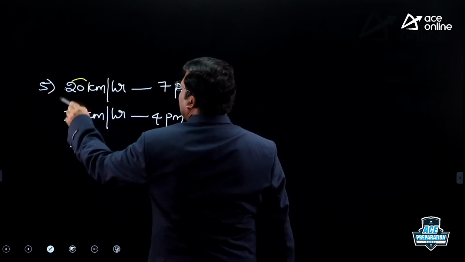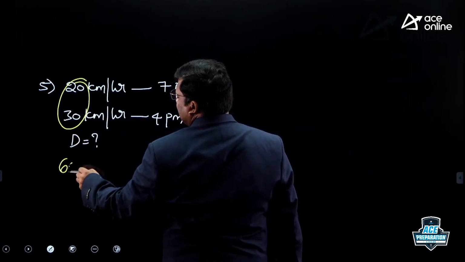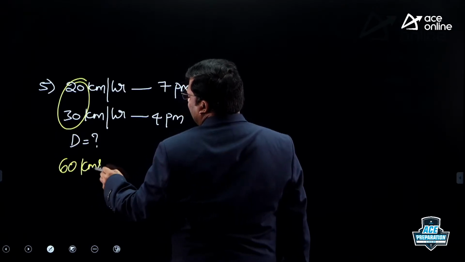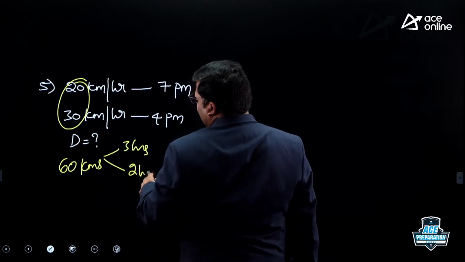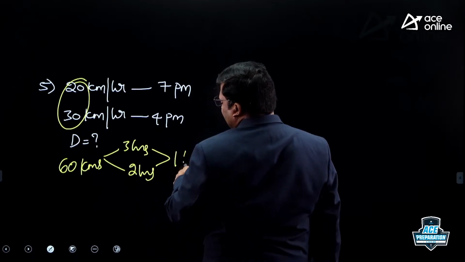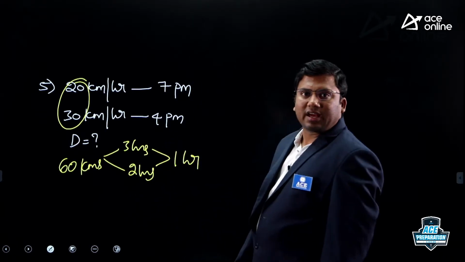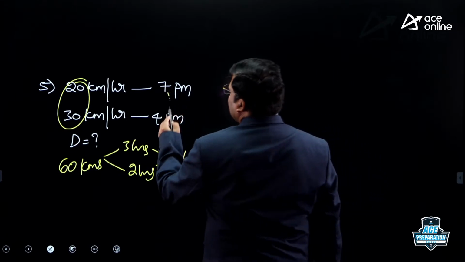20, 30, what is the LCM? 60. First day, how many hours? 3 hours. Second day, how many hours? 2 hours. 3 hours, 2 hours. What is the gap? 1 hour. 4 p.m., 7 p.m.